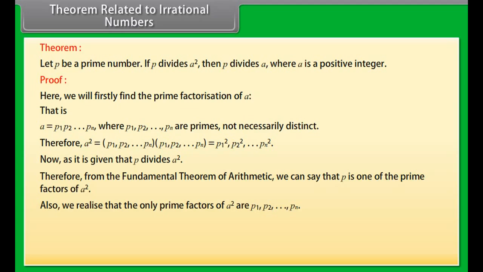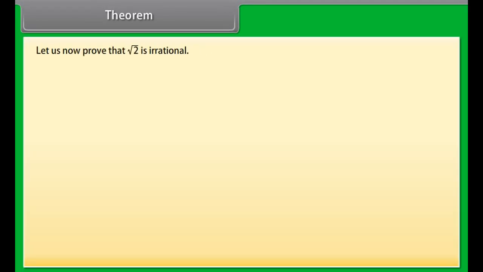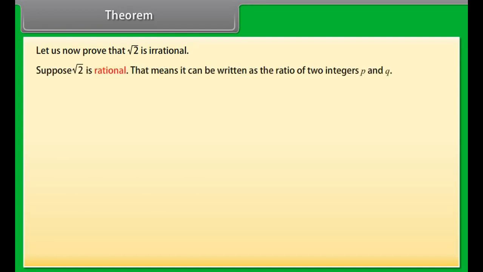Now, as it is given that p divides a square, from the fundamental theorem of arithmetic we can say that p is one of the prime factors of a square. Also, we realize that the only prime factors of a square are p1, p2, and so on, pn. So, p is one of p1, p2, and so on till pn. Now, since a is equal to p1, p2, and so on till pn, we can say that p divides a.